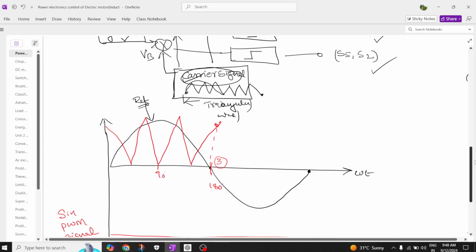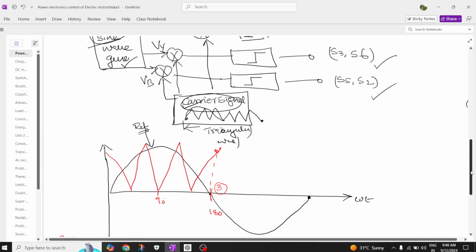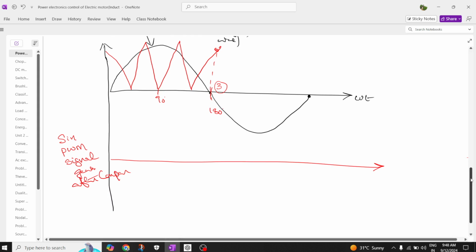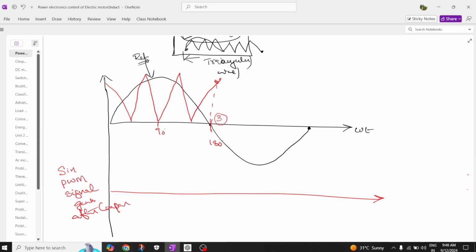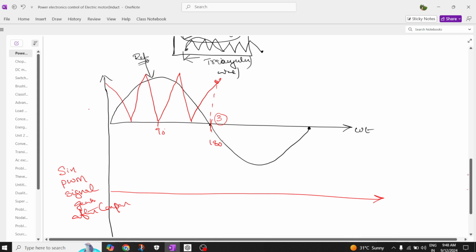When you use a comparison, as I already told, we are going to compare. Here, when the waveform has to be generated, we are going to write down the condition. This red color I'm going to call the carrier signal, and this I'm going to call the reference signal. So the condition here is whenever VR, the reference voltage, is greater than VC, then only you can have the output of the comparator.